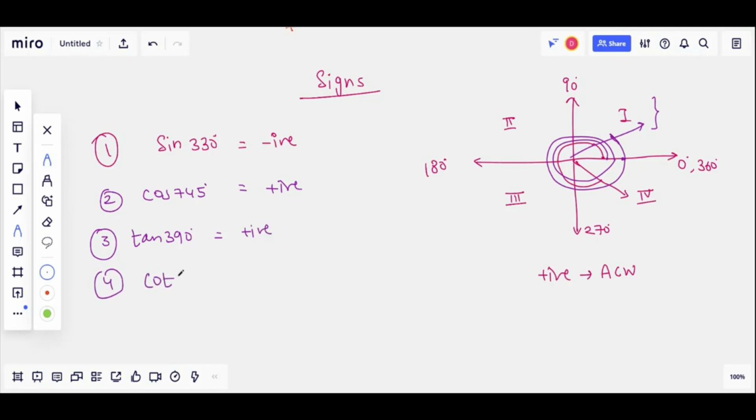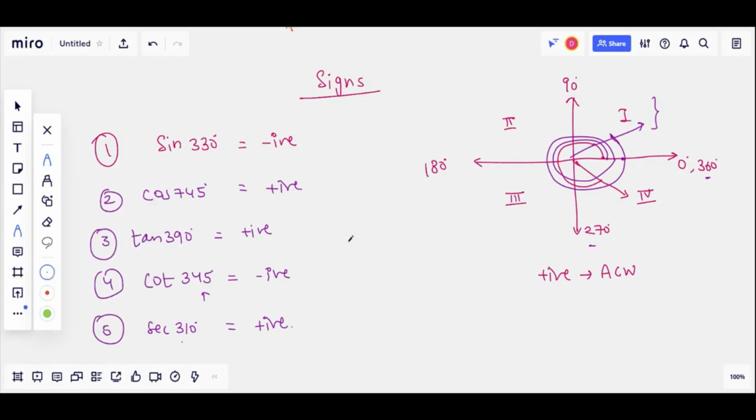We have cot of 345. When we have one complete cycle, we reach 360, but this is somewhat less than 360 and greater than 270, so it has to be quadrant 4. And in quadrant 4, cot is negative, so we say this is negative. The next one is sec of 310. Again, 310 is more than 270 and less than 360, so it has to be in quadrant 4. And in quadrant 4, sec is positive. So we have positive over here.